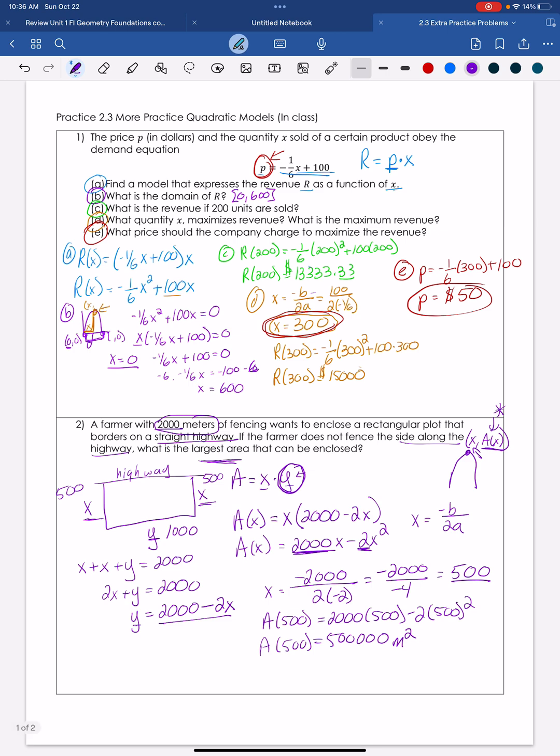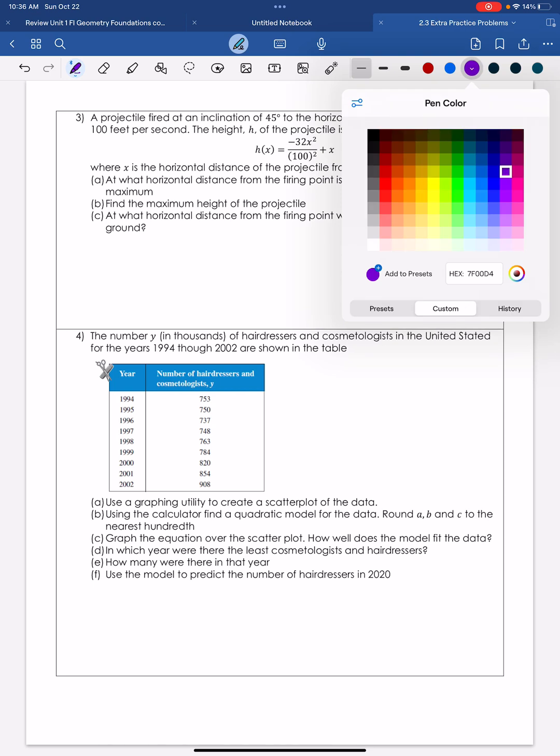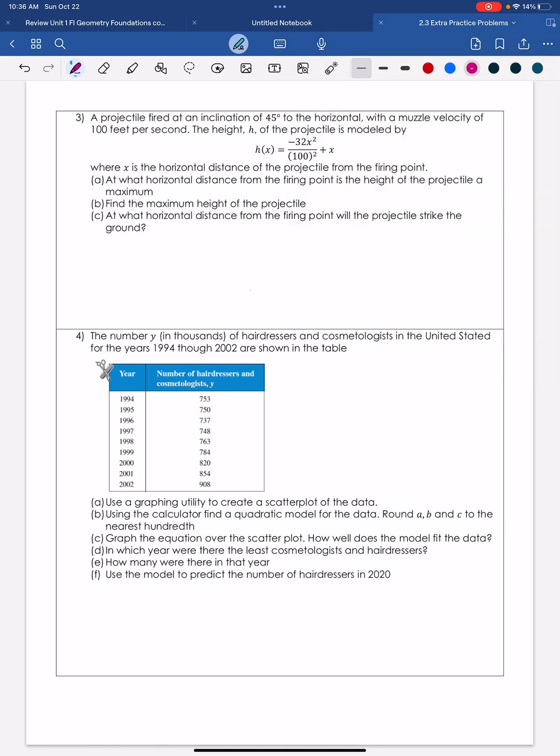So those are those two. Let's move on to the next couple. Some of them are just clarifications, but it's the same thing over and over again.